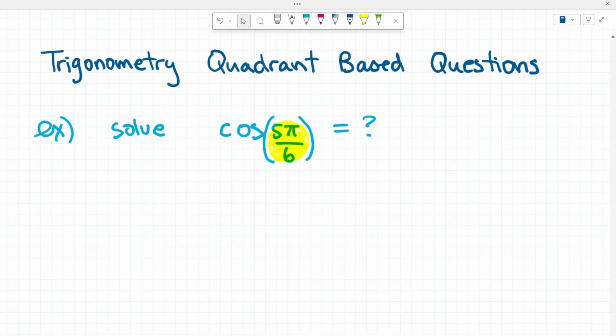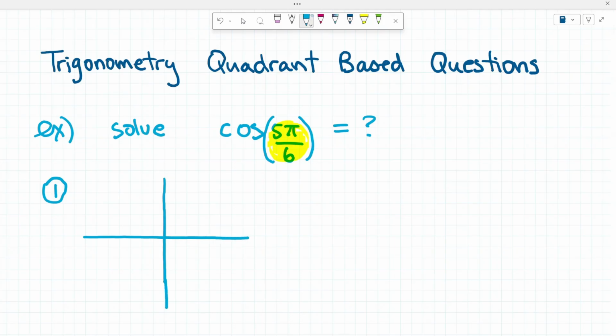So we have to follow a series of steps. Step 1 is we want to draw out our unit circle and apply the CAST rule and see what we get. The CAST rule tells us which ratios are going to be positive or negative in which quadrant. So here in quadrant 1, everything is positive. In quadrant 2, only sine is positive. In quadrant number 3, only tangent is positive. And in quadrant 4, only cosine is positive.